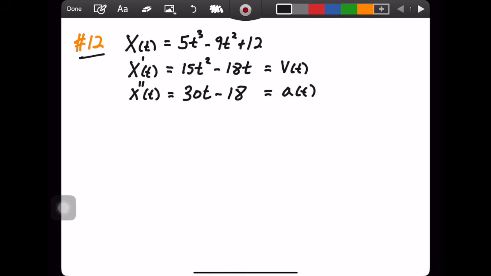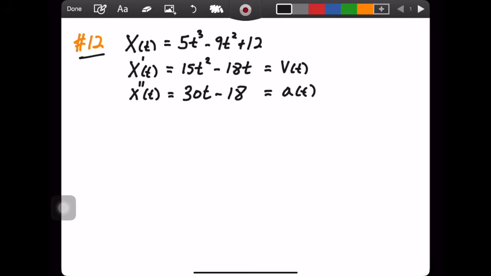So we started with the position as a function of time, but we also could use calculus to figure out what would be the velocity as a function of time and what would be the acceleration as a function of time. For example, v as a function of time, if I was interested at t equals 3 seconds, then it would be 3 squared, which is 9, times 15, minus 18 times 3, and that would be the velocity at that specific time, t equals 3. If I was interested in the acceleration at t equals 5, then it would be 30 times 5 minus 18. That would be the acceleration precisely at t equals 5.